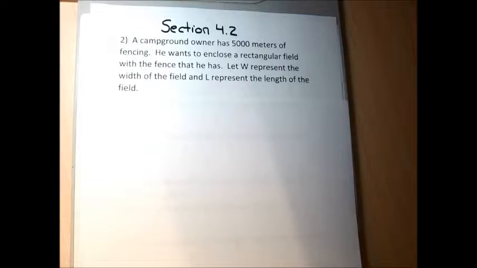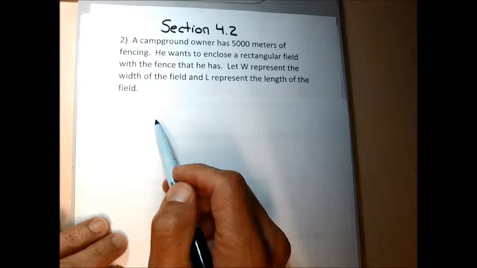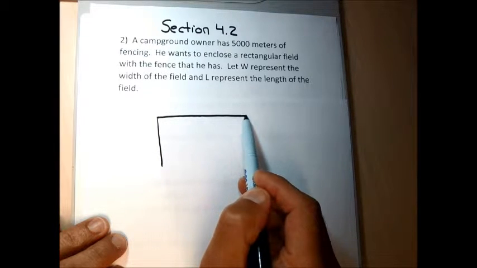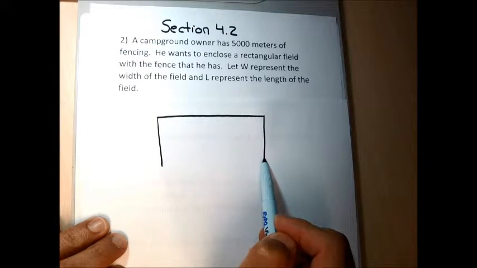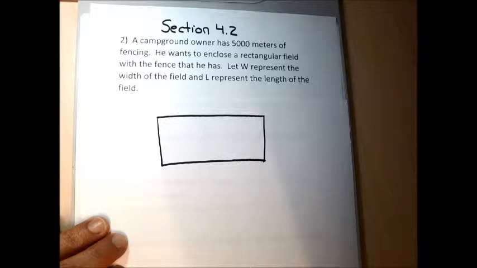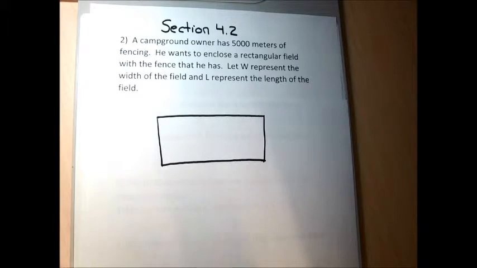So let me just read the initial problem to myself. A campground owner has 5,000 meters of fencing. He wants to enclose a rectangular field with the fence that he has. Let W be the width of the field and L be the length of the field. That's not a question. Ultimately, the question is going to be, what dimensions of the field can he construct to get the maximum area enclosed? But I'll walk you through that. So we'll do these one step at a time, and each step is just a nice small sliver of the problem.